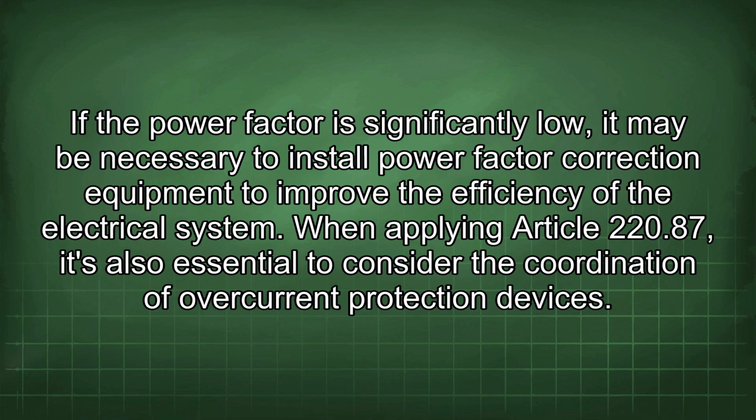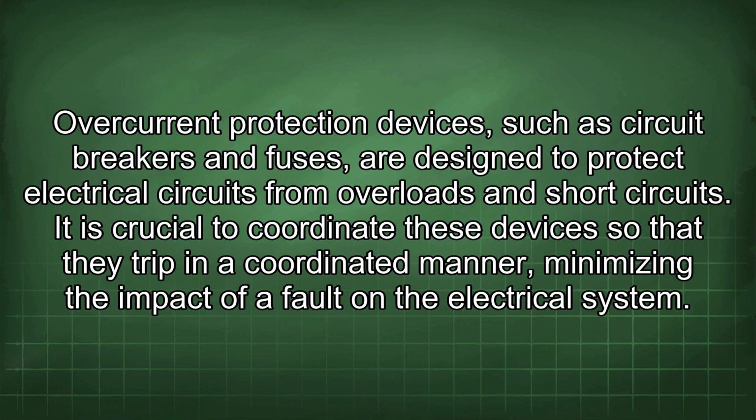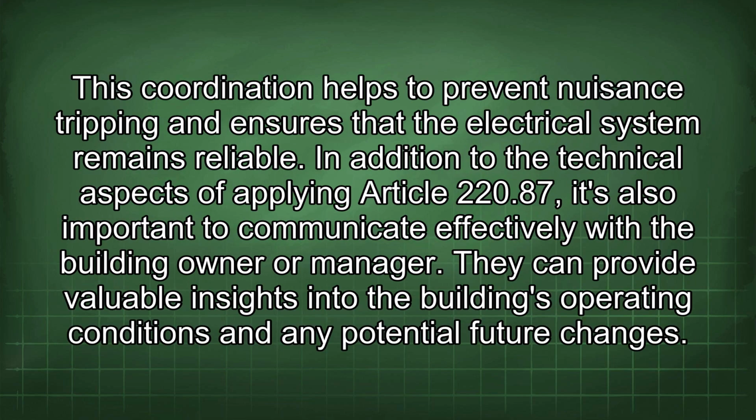When applying Article 220.87, it's also essential to consider the coordination of overcurrent protection devices. Overcurrent protection devices, such as circuit breakers and fuses, are designed to protect electrical circuits from overloads and short circuits. It is crucial to coordinate these devices so that they trip in a coordinated manner, minimizing the impact of a fault on the electrical system. This coordination helps to prevent nuisance tripping and ensures that the electrical system remains reliable.